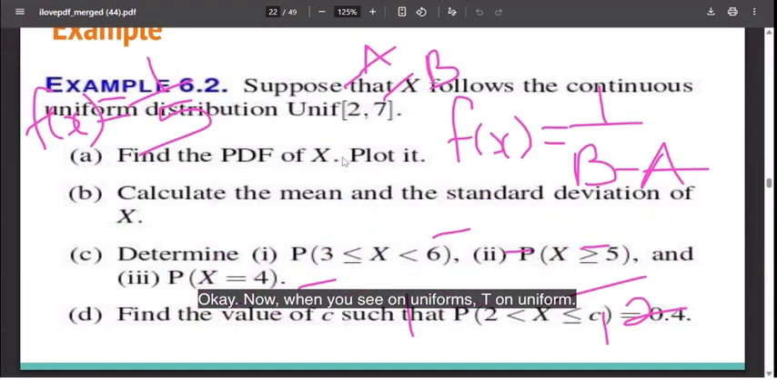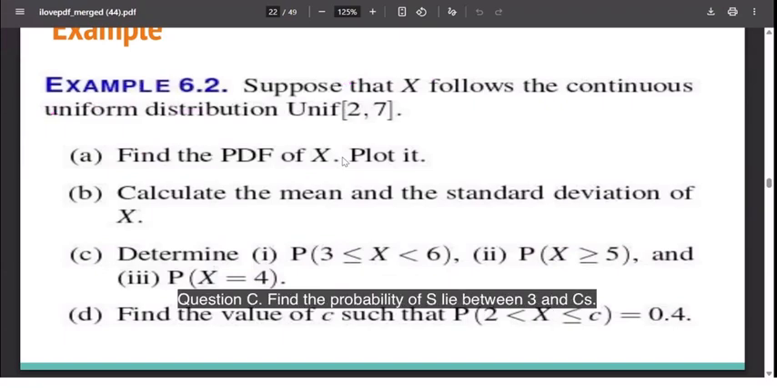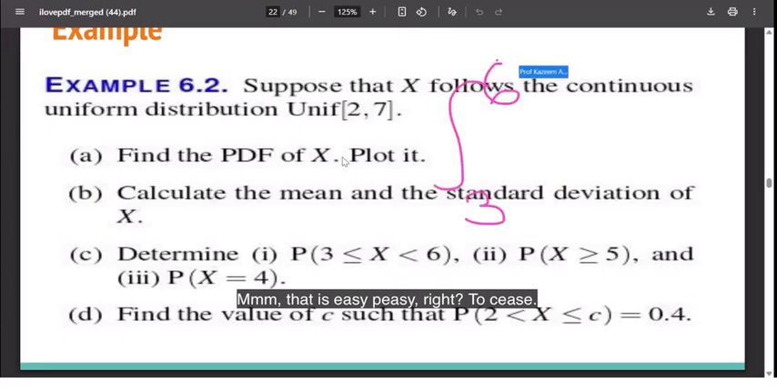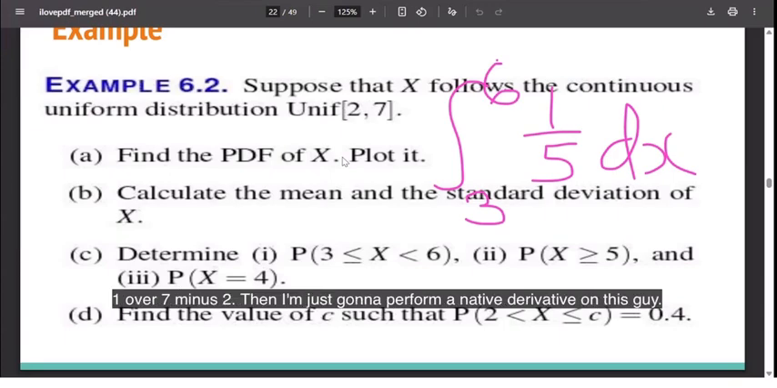Now, still on uniform, let's take a look at question C. Find the probability of S lying between 3 and 6. That is easy peasy, right? There you just do the integral from 3 to 6 of 1 over 5 ds, because your f of s is 1 over 5. How do I get that? It's 1 over b minus a, 1 over 7 minus 2. Then I'm just going to perform an antiderivative on this guy. Done. I plug in 6, plug in 3, then I'm done.